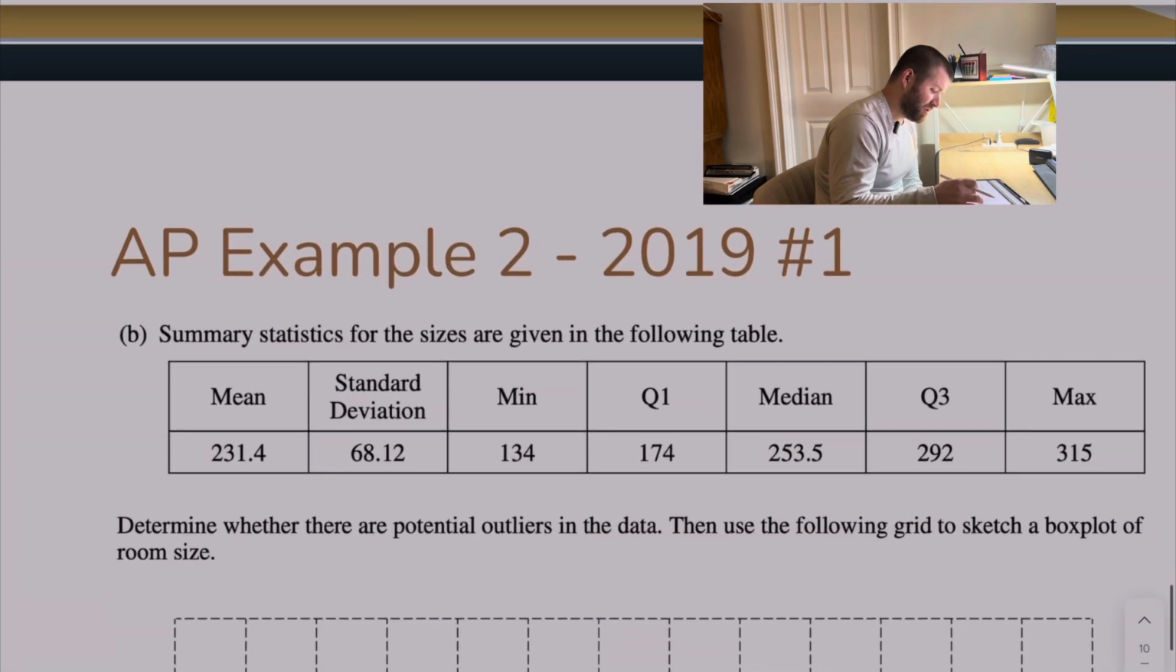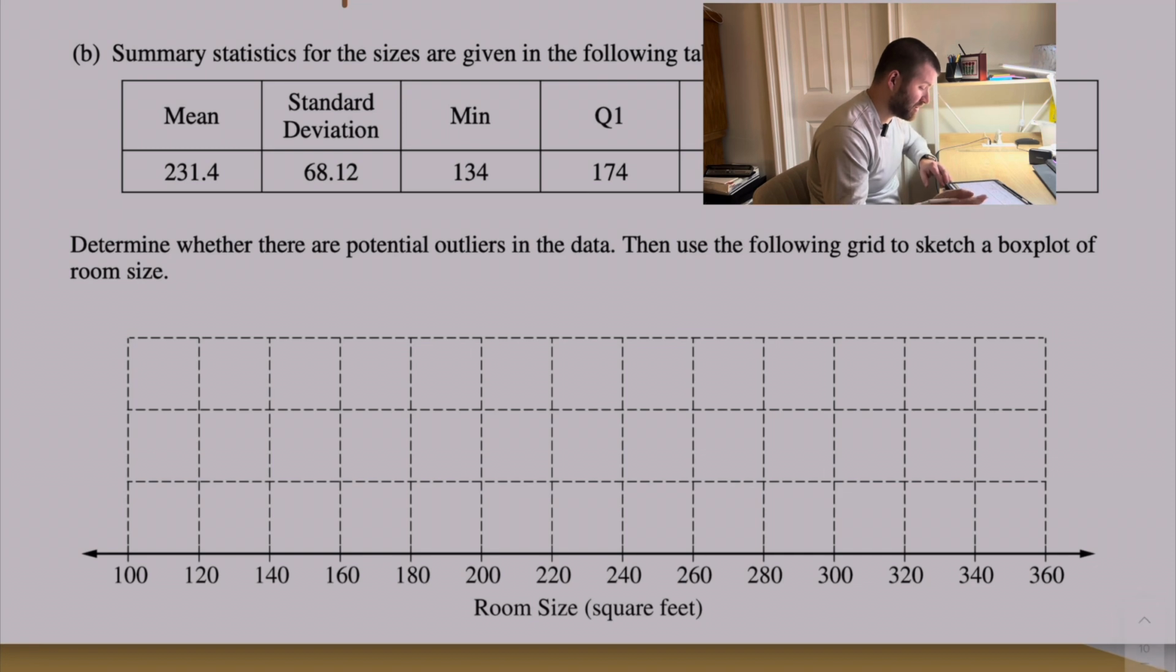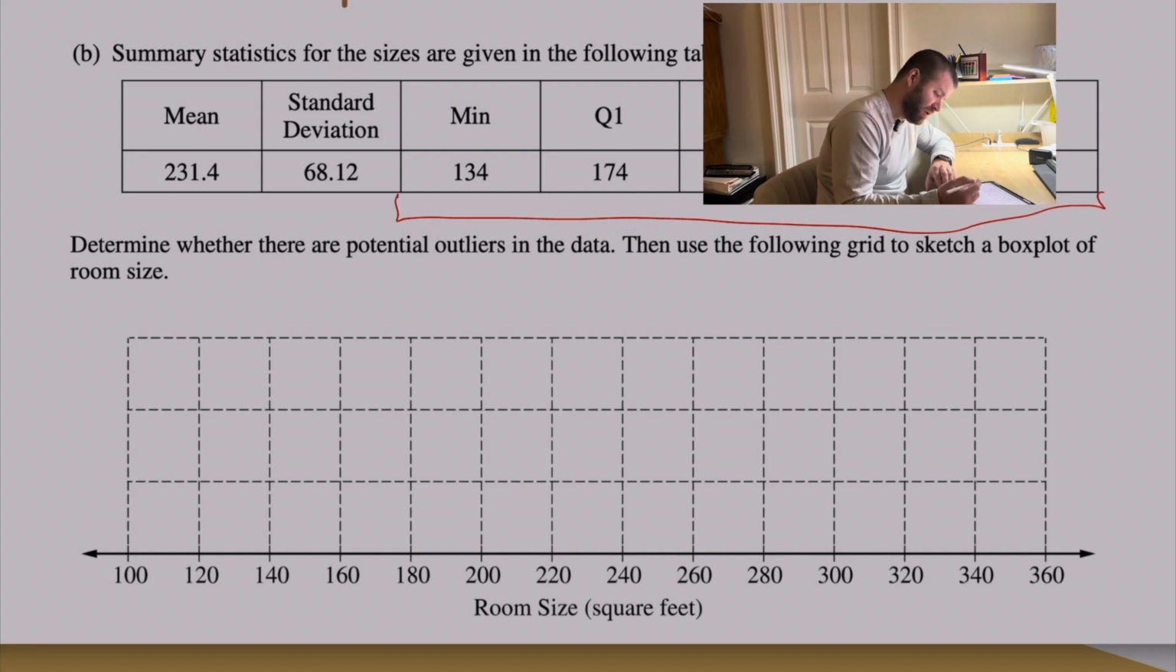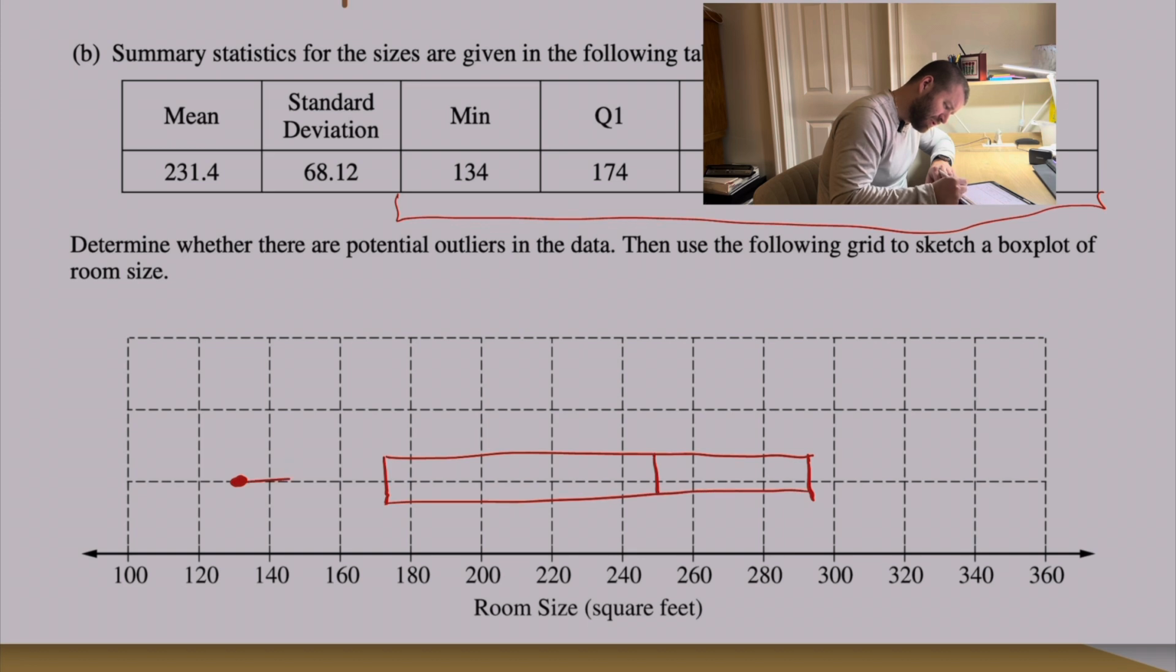The reason why I picked this one is that now they have you make the box plot. So my minimum here, notice they give you the 5-number summary right here. And so the minimum is 134, so that's going to be somewhere close to the middle here. Your first quartile is 174. The median is 253. Q3 is 293. So this is going to look something like this. And then the max is 315, which will be somewhere here.